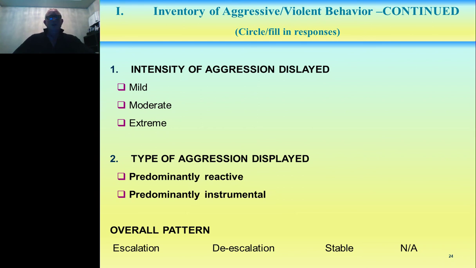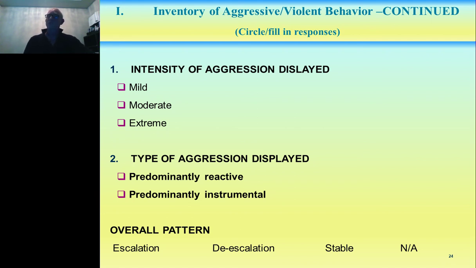Okay. So that's the intensity, but then what's the type? Is it predominantly reactive? Is it predominantly instrumental? And this can be very informative, because if you're really looking at somebody who is engaging in instrumental aggression, then I would really have my red flag up for trying to assess some of those more embedded criminogenic attitudes and beliefs towards others and these kinds of things. Whereas if it's reactive, those can be just as dangerous.